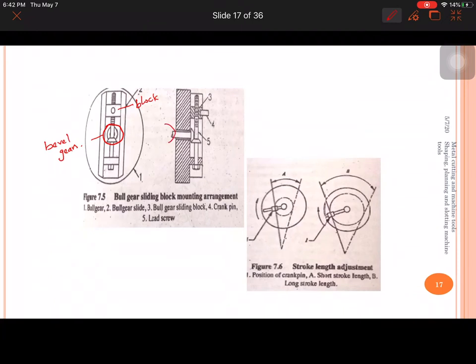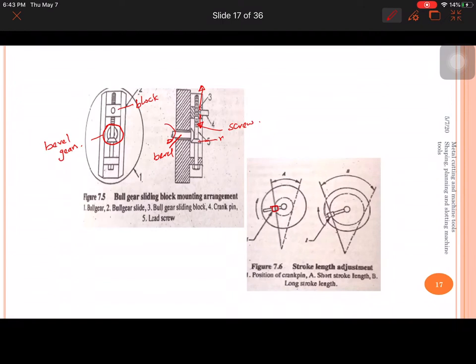Okay, and here if you rotate this particular bevel gear, then this bevel gear is rotated. This is nothing but the screw which is rotating. Once it is rotating, then this nut can move away from the center or towards the center. It depends upon the rotation of the bevel gear, that is, in the clockwise direction or counterclockwise direction.